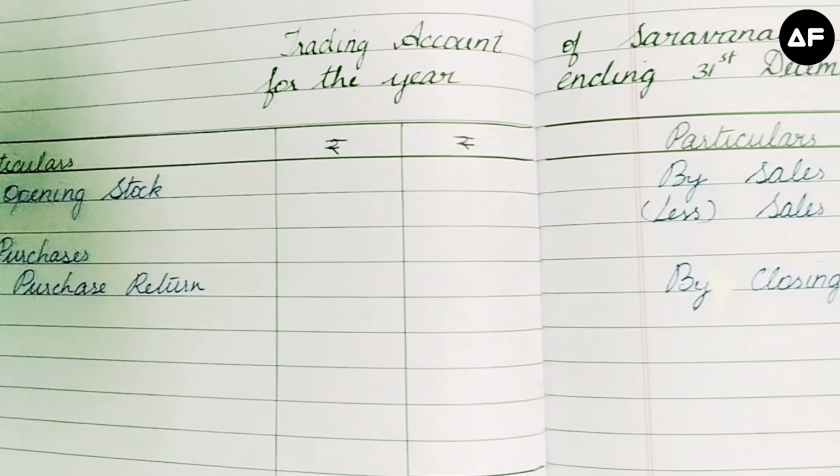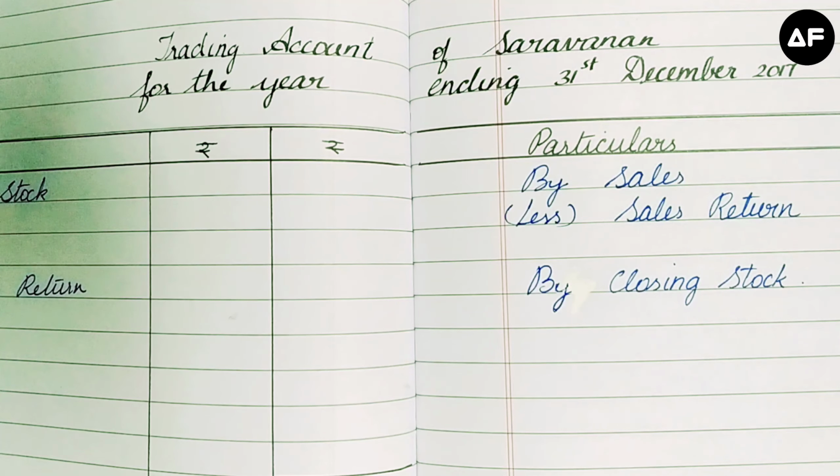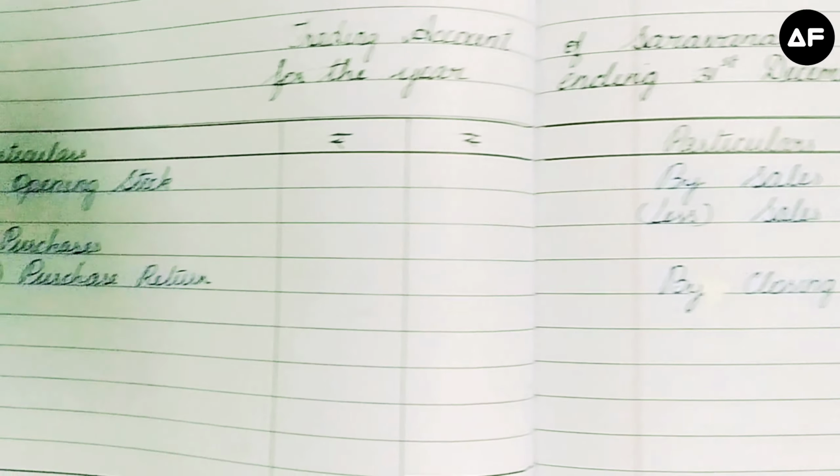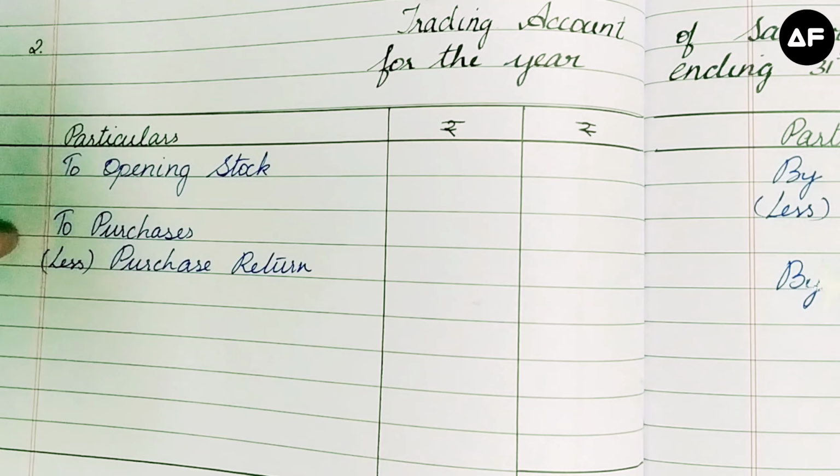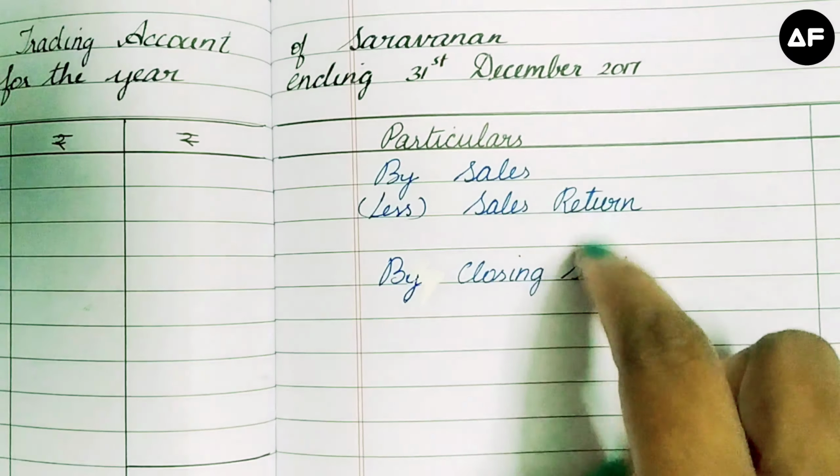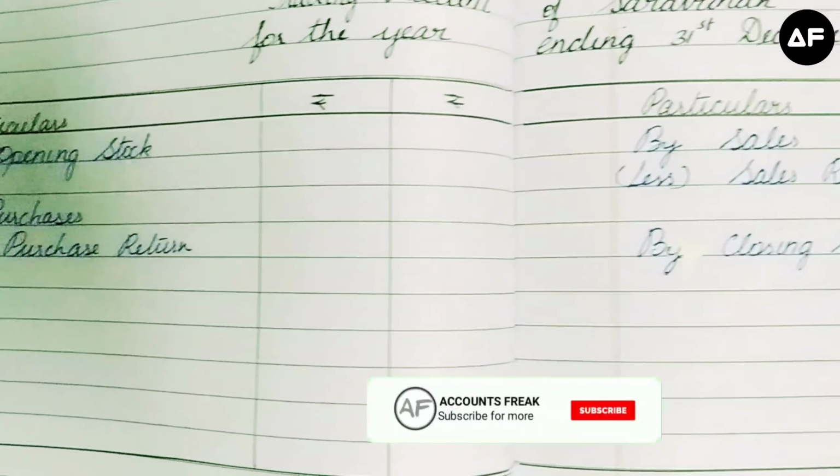So here I've opened a trading account of Mr. Saravanan for the year ending 31st December. On the debit side, I've written the two basic items, and on the credit side, I've written the two basic items. So with this, let's start the sum.